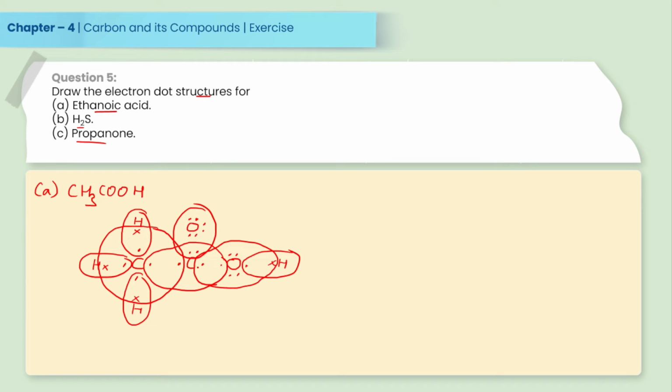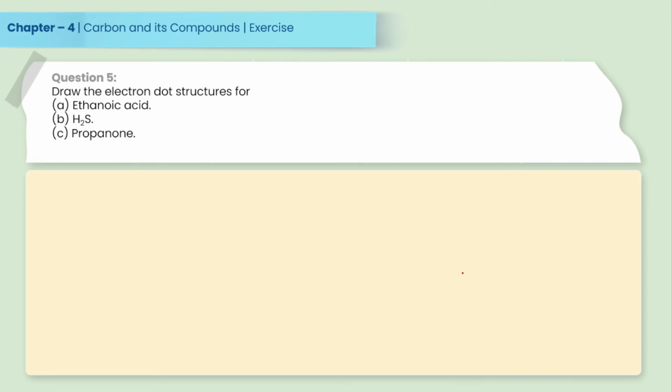So the bond line representation can be written as carbon bonded with 3 hydrogen atoms via single bond, and bonded with a carbon with a single bond, and this carbon is bonded with oxygen via double bond, and an OH group with single bonds. So this is ethanoic acid. The next part is H2S.